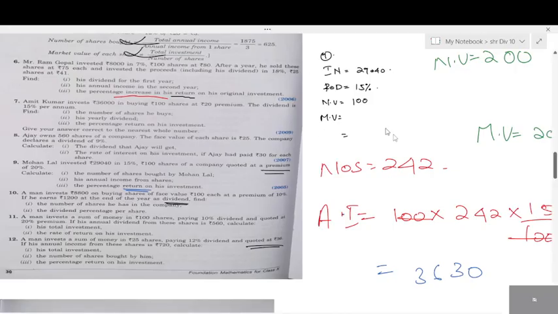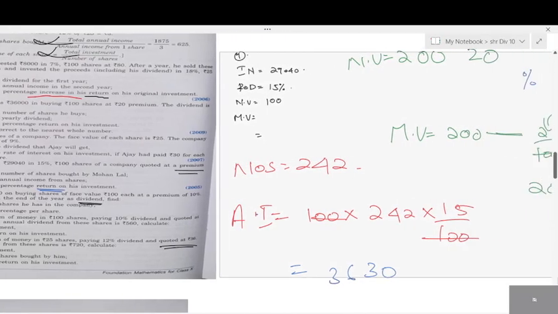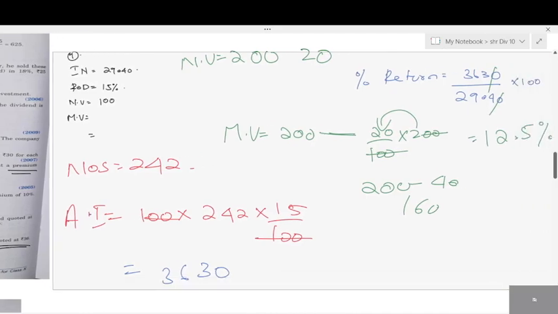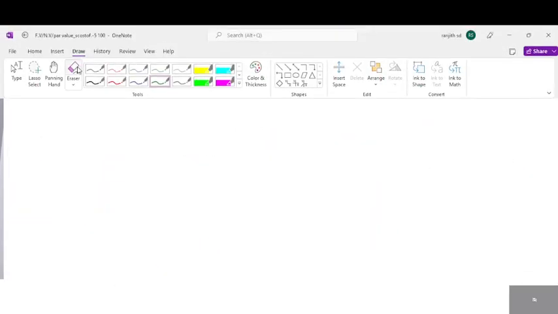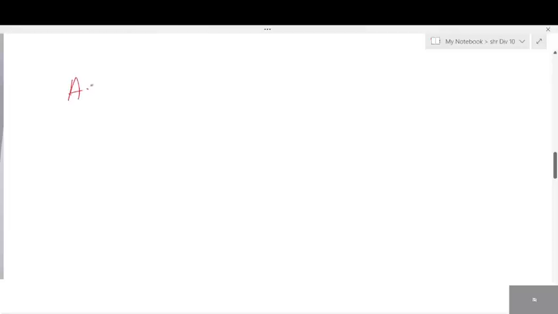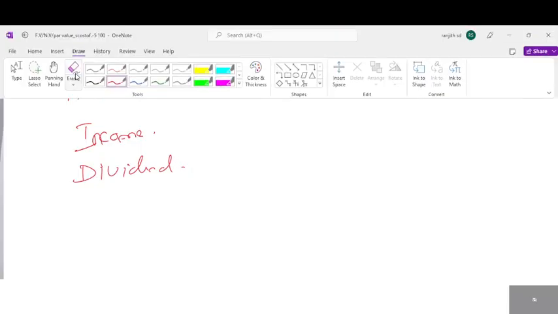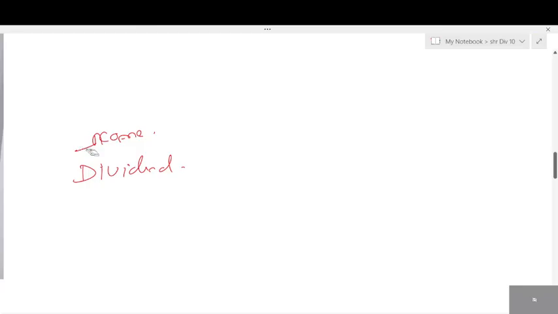I'll tell you the difference. Income, dividend, annual income is the same, student. It depends on the textbook which they use. But for board exam, whatever words they mention, you have to write it. If they ask annual income, write annual income. If they ask you to find overall income or just income, just write income. If they ask dividend, write dividend. Okay, so each author will follow different words, but the meanings are the same.